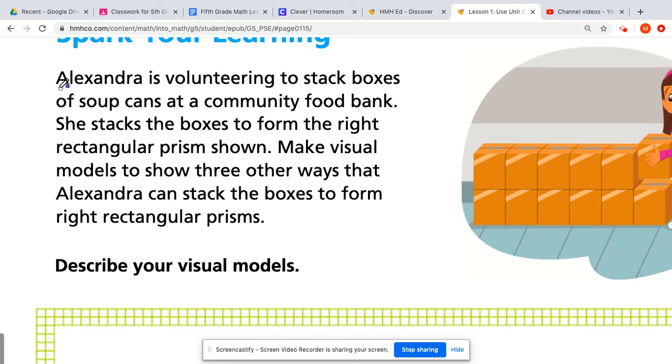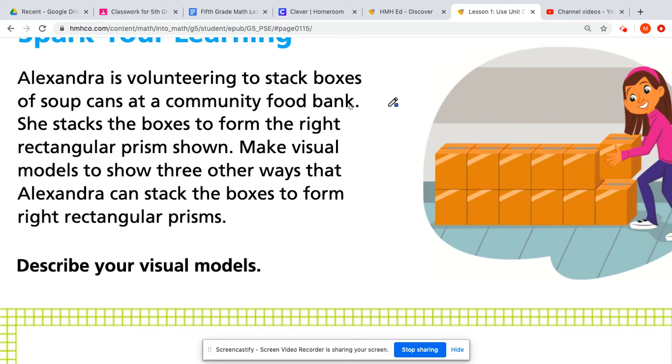Okay, here we have Alexandra. She's volunteering at a soup kitchen. She's stacking these boxes, these 12 boxes here. Okay, she has 1, 2, 3, 4, 5, 6, 7, 8, 9, 10, 11, 12 boxes. These are the only boxes that she's working with.